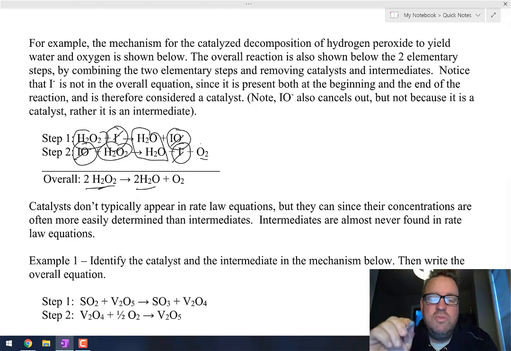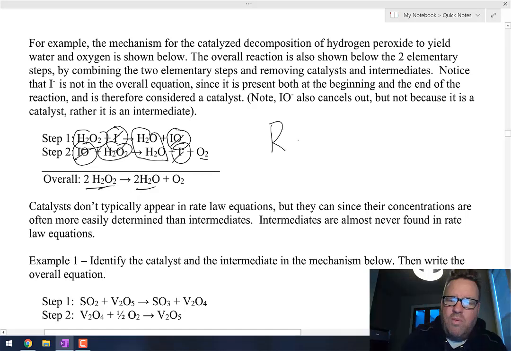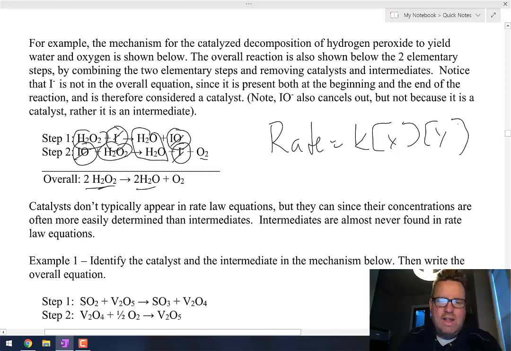Now, in terms of a rate law, remember when we write rate laws, rate equals k times the concentration of X times Y. Think about catalysts and intermediates, okay? Because they're not in the overall equation, they typically do not appear in rate law equations, but they can. You'll see some examples where that will happen later on. Intermediates, on the other hand, are almost never found in rate law equations.